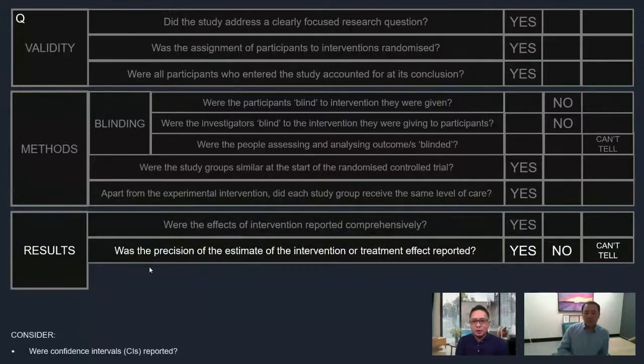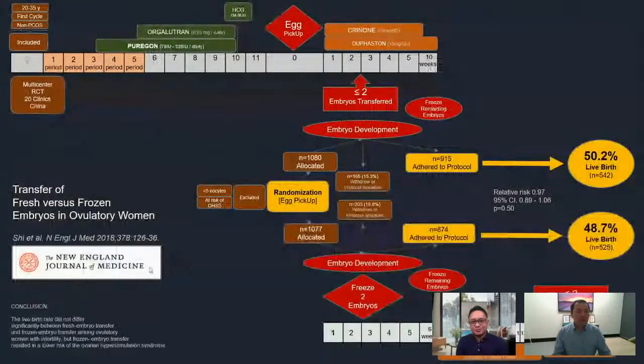Now, here's the second question on the results. What is or was the precision of the estimate of the intervention or treatment effect reported? Yes, it was reported. We can see here they reported a quite narrow confidence interval, 0.89 to 1.06. The p-value is 0.5.